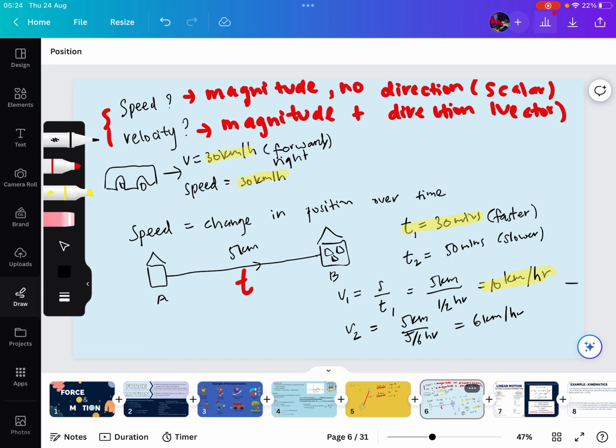So that's why when you travel a shorter time, you are faster than when you travel a longer time. So that's what velocity means: a change in position over time. Okay, so you need to include over time, not change in position only.